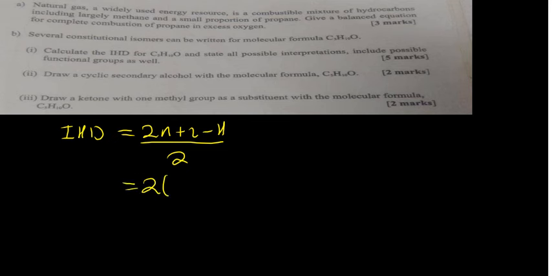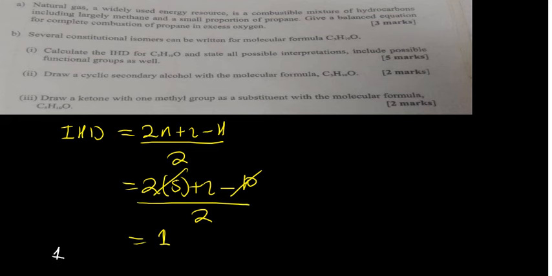N is the number of carbons. We've got 5 carbons plus 2 minus hydrogens. We've got the 10 of them, and then divided by 2. So 2 times 5, this is a 10. It will cancel with this negative 10, and we'll remain with 2 over 2, which is a 1. So 1 IHD means we have got either one double bond, or we have got one ring without a double bond.